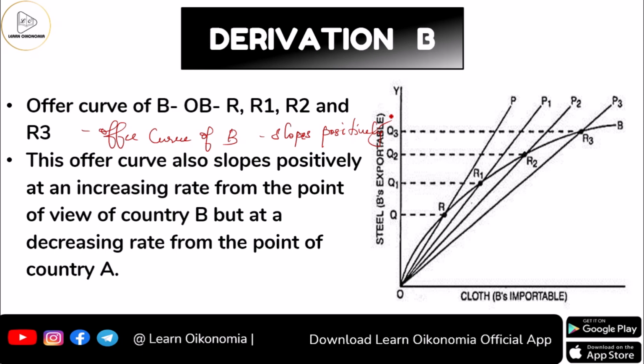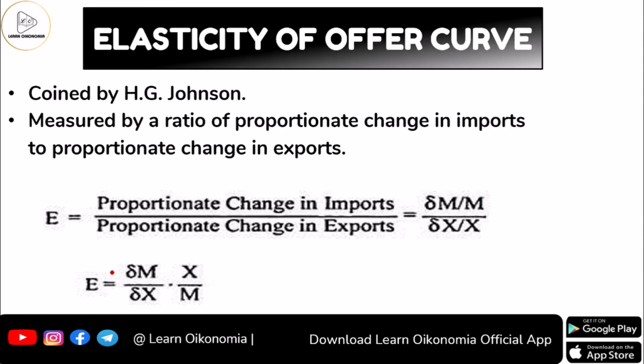So here we can see that the offer curve is sloping positively at an increasing rate from the point of view of country B, but at a decreasing rate from the point of view of nation A.